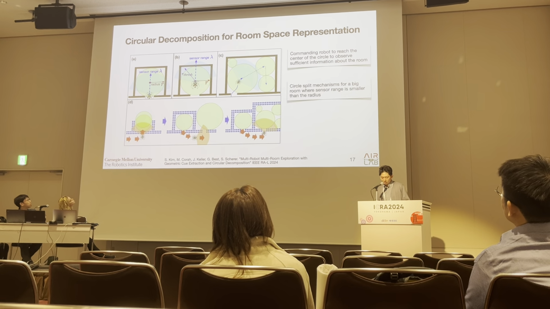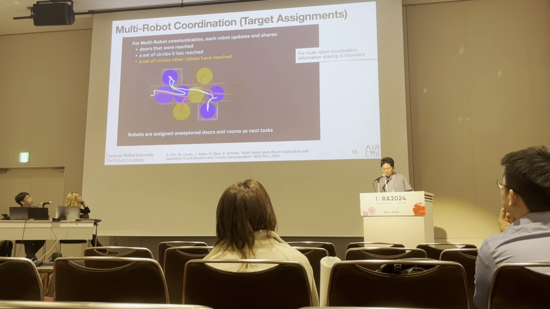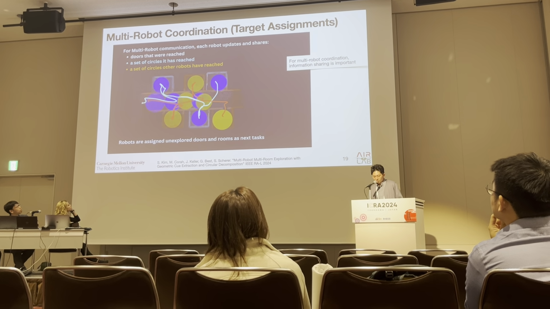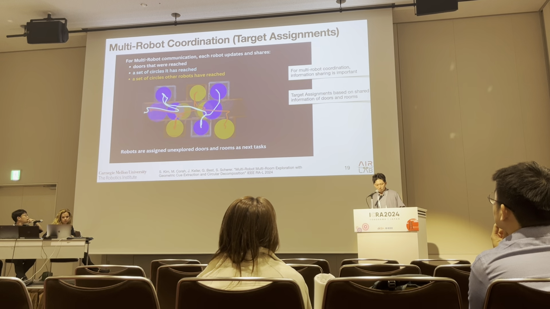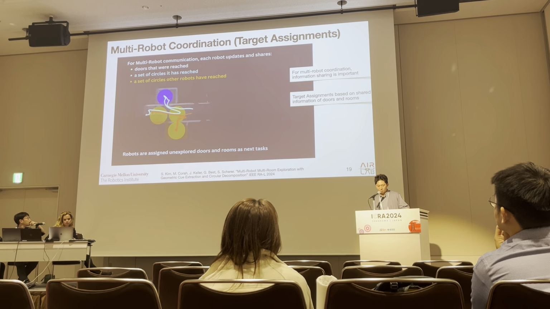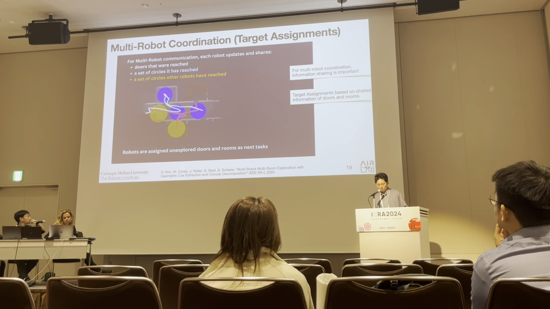As for the multi-robot coordination part, or the target assignment part for the multiple robots, what matters is the information sharing scheme. In this pipeline, we let the robots publish the list of doors and the set of circles that they have reached, and also subscribe to circles and doors that other robots have published. By doing so, during the target assignment, the robots can choose the next targets based on the shared information about other doors and rooms. The key point is that the saddle points and the circles are very memory-efficient and concise representations of doors and rooms.